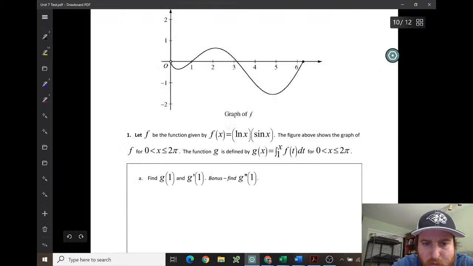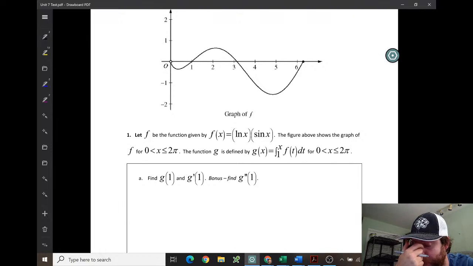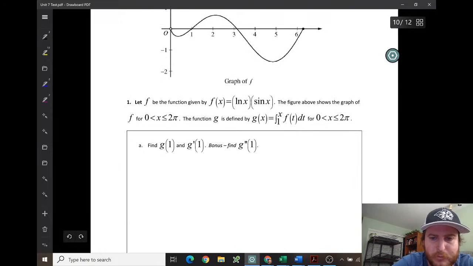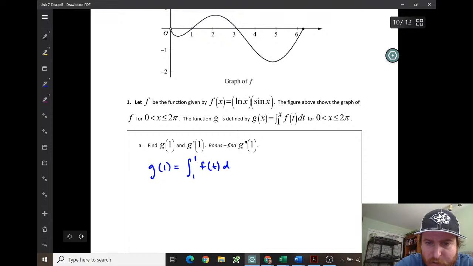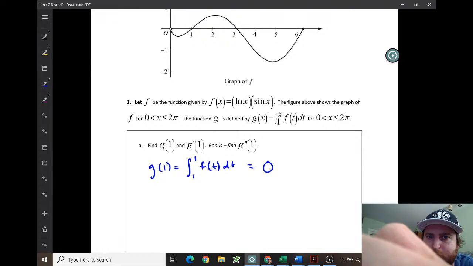All right. Let f be the function given by f of x equals the ln of x times sine x. The figure above shows the graph of f. And so we want to find g of 1 and g prime of 1. And as a bonus, I said find g double prime of 1. So g of 1 is going to be the integral from 1 to 1 of f of t dt, which on the graph would be the area from 1 to 1. But whenever you have the endpoints being the same, it's just 0. There's no space in between 1 and 1.